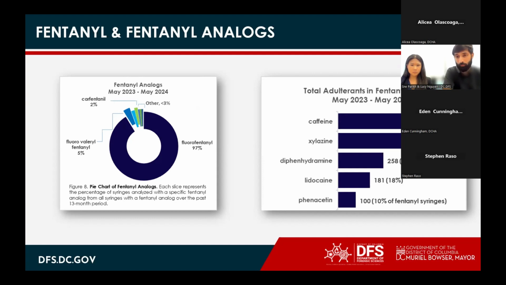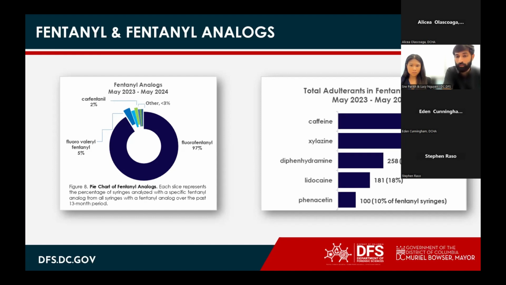And then you can see with the bar chart on the right, in terms of polysubstance use, as I had mentioned earlier, we are seeing an increase. There is also an increase in the amount of adulterants we're seeing alongside the primary substance in a syringe. So as you can see here, nearly half of syringes containing fentanyl also contain caffeine, also contain xylazine. And certainly diphenhydramine, lidocaine, and phenacetin, there's not a small amount of those either.